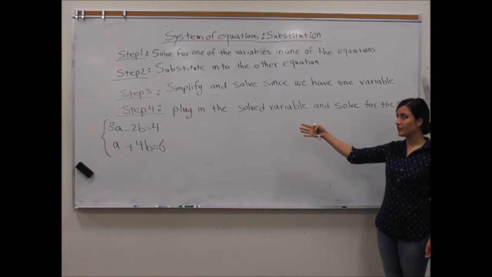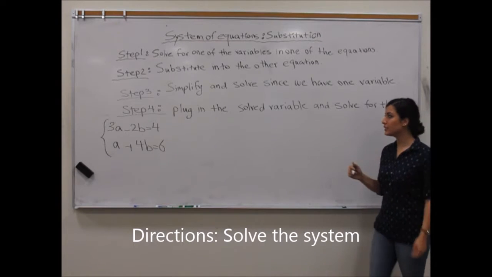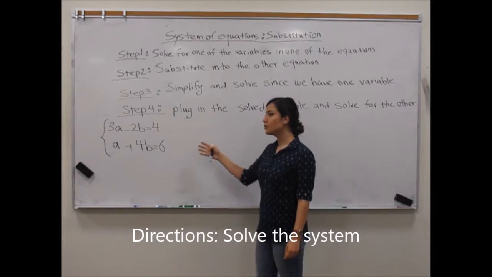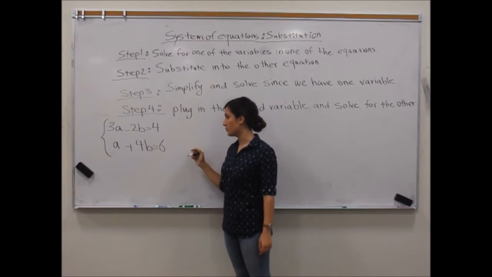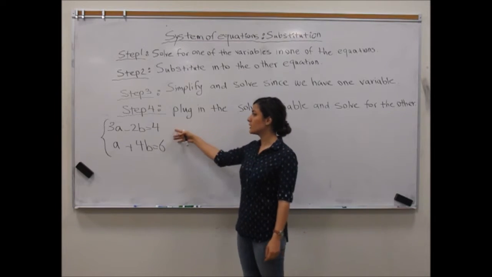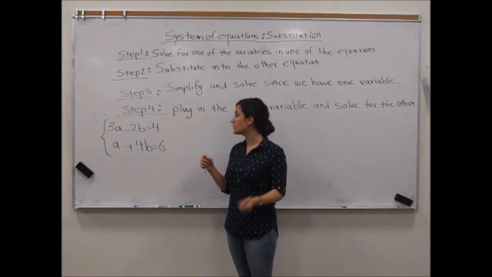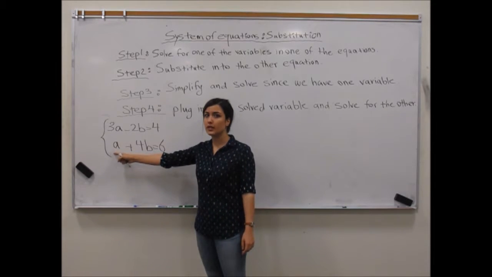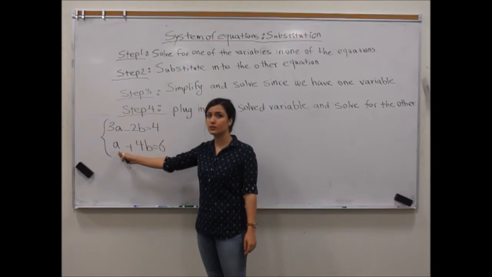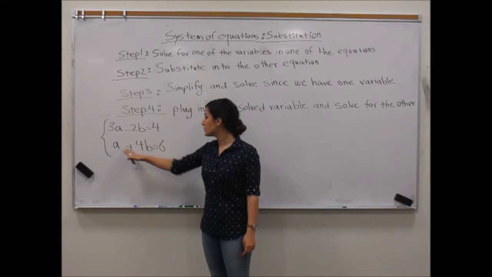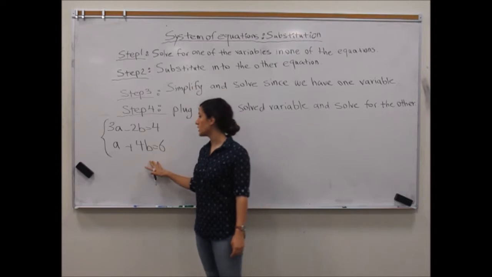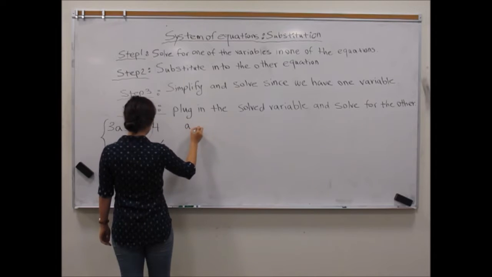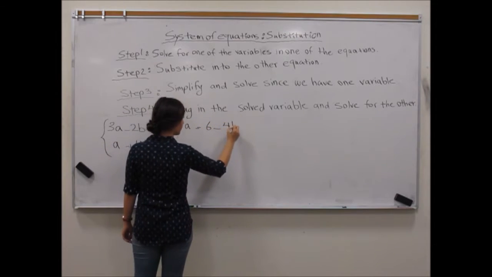Alright, here I have another example for you which is a bit more challenging. Let's go over it together. Here in this one, if you notice, we have to actually do step 1, unlike the other two examples. So we have to actually choose one of these equations and solve for one of the variables. I'm going to choose the second one because in the second one, the variable a doesn't have any coefficient, so it's easier to solve for a. All I have to do is subtract 4b from both sides. So minus 4b, I'm going to have a equals 6 minus 4b.